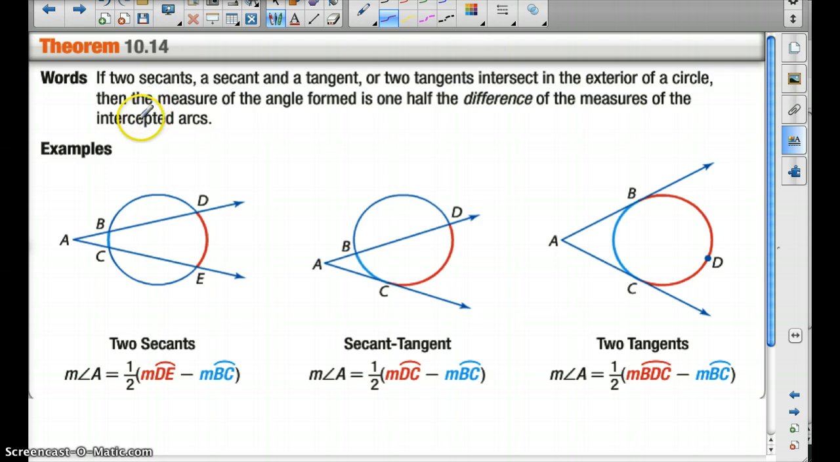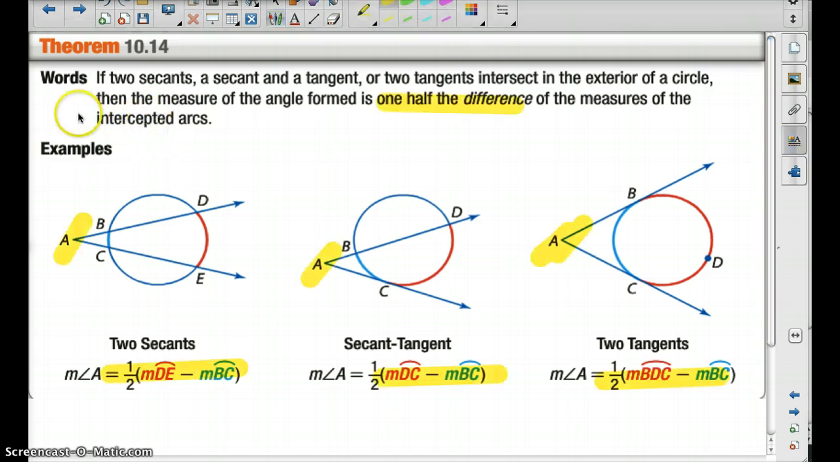Okay, here's the next theorem. Go ahead and pause the video and write this down. What this theorem is saying is if you have two secant lines, a secant and a tangent, or two tangents, that meet on the exterior of the circle, so if you have an angle on the outside of the circle, it's going to be 1/2 the difference. And I highlighted that because we need to remember that. It's going to be 1/2 the difference of the measures of the intercepted arcs.